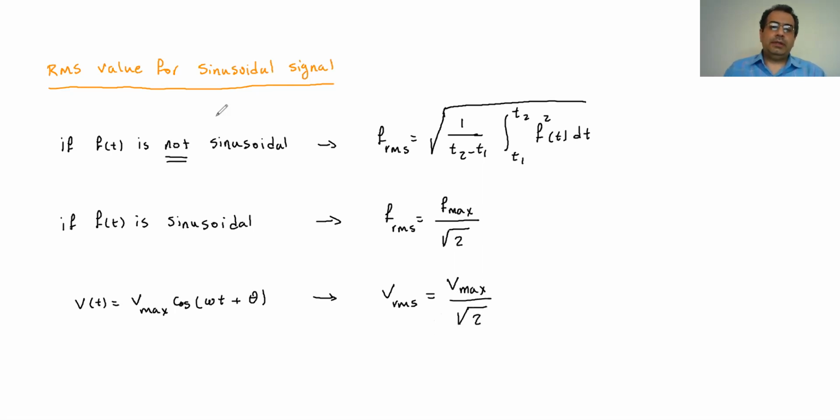So whenever you want to calculate the RMS value, first check it. If it is not sinusoidal, that's the way we have to do it. But if it is sinusoidal, just find the maximum of that sine or cosine wave and divide it by a square root of 2, and that's going to be your root mean square value. So if you have a question, please go ahead and ask.